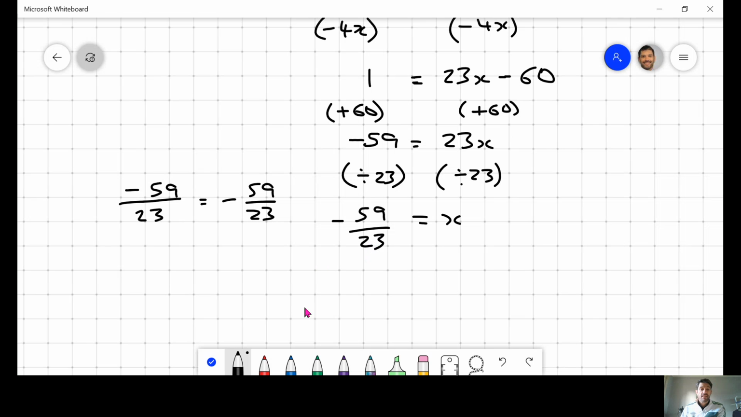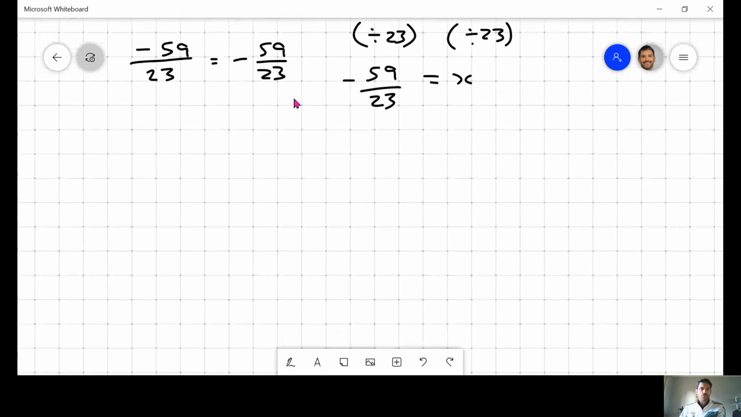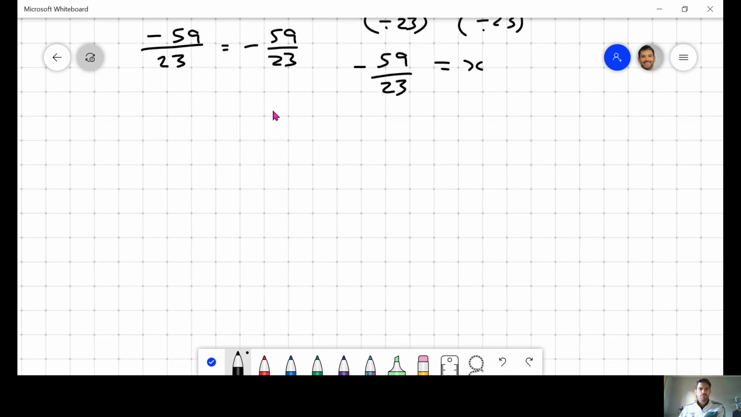Try plugging that in to check the answer. Nasty. But now we'll do one with fractions on both sides.